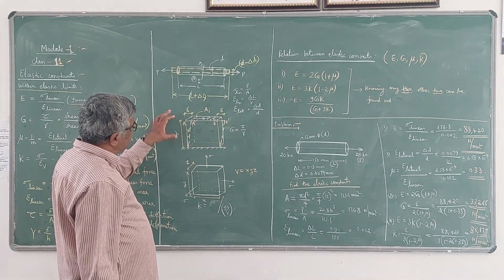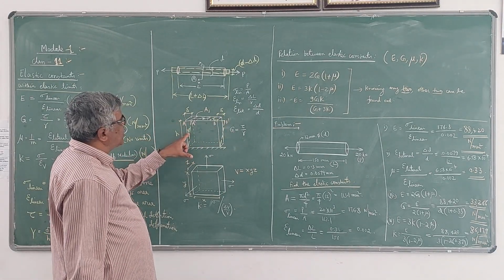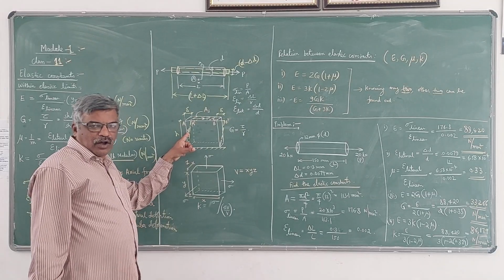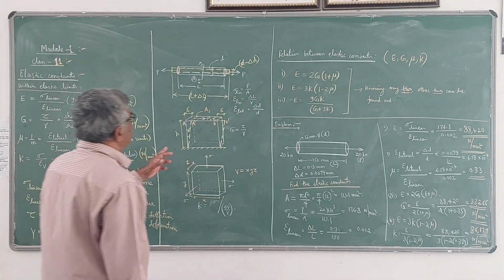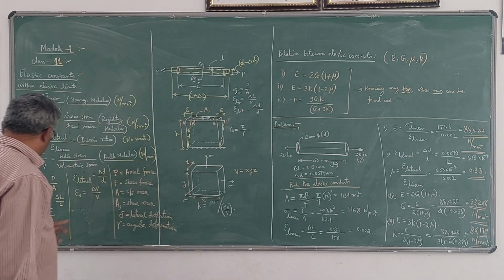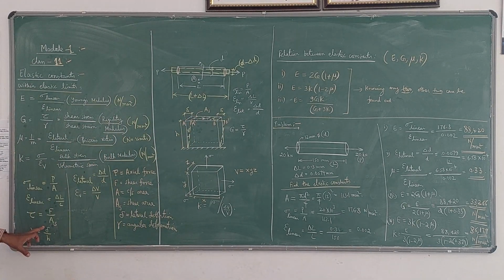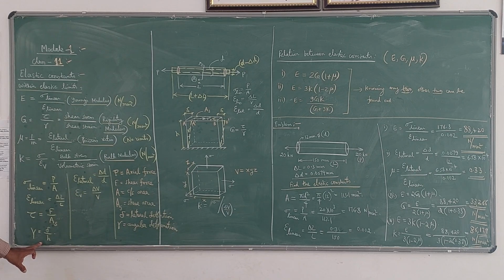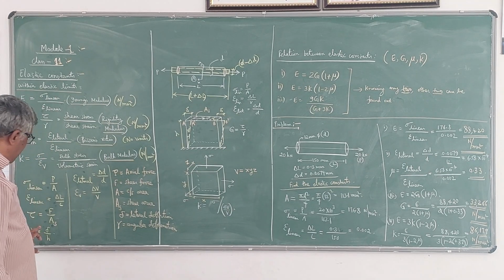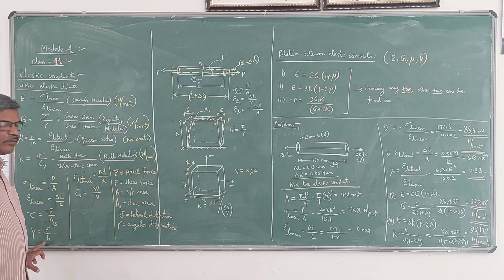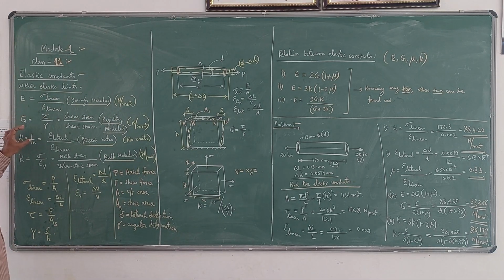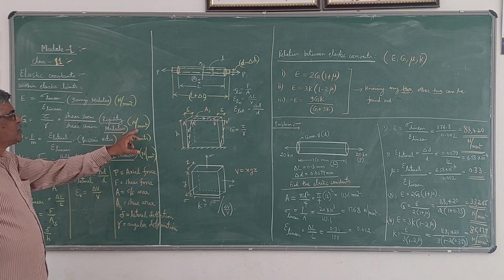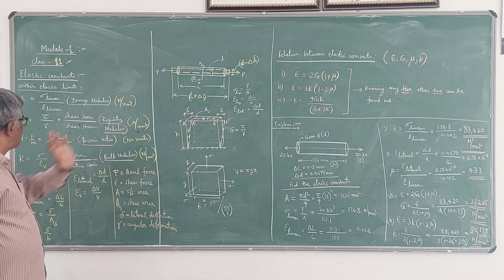This delta divided by this H gives the value of gamma, because gamma is very small, gamma will be equal to tan gamma. So tan gamma will be delta by H. That is why gamma is delta by H, which has no units. Delta will be in mm, H also will be in mm, so it has no units. The ratio of shear stress to shear strain is called rigidity modulus, so its unit will be Newton per mm square.